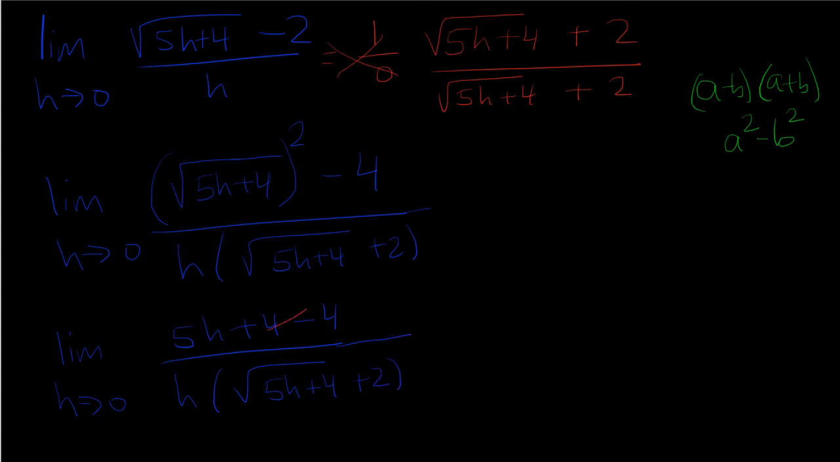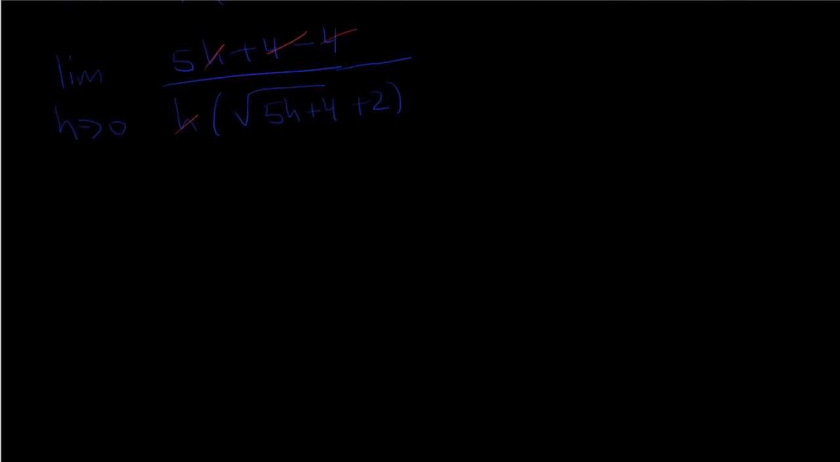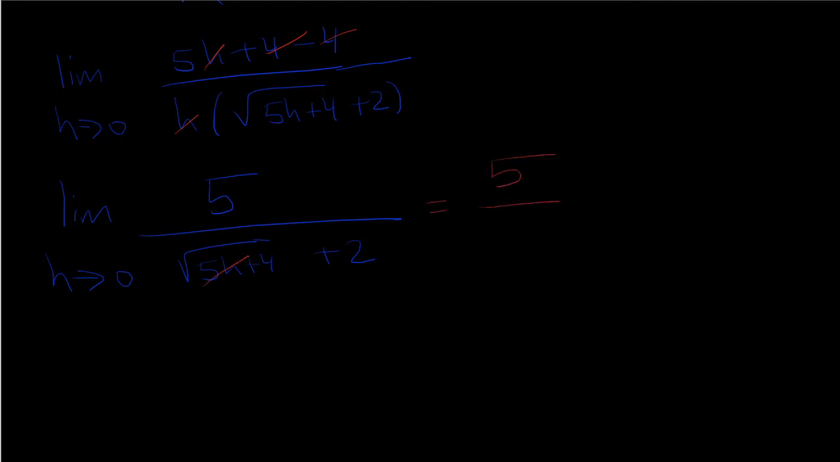The 4's are going to cancel each other, and then I'm left with 5h. h also cancels. So this limit now turns into, let's see, the limit as h approaches 0 of 5 over square root of 5h plus 4 plus 2. I can plug in h equals 0. That goes to 0, so I'm left with 5 over square root of 4 plus 2, and that will just be 5 over 4.